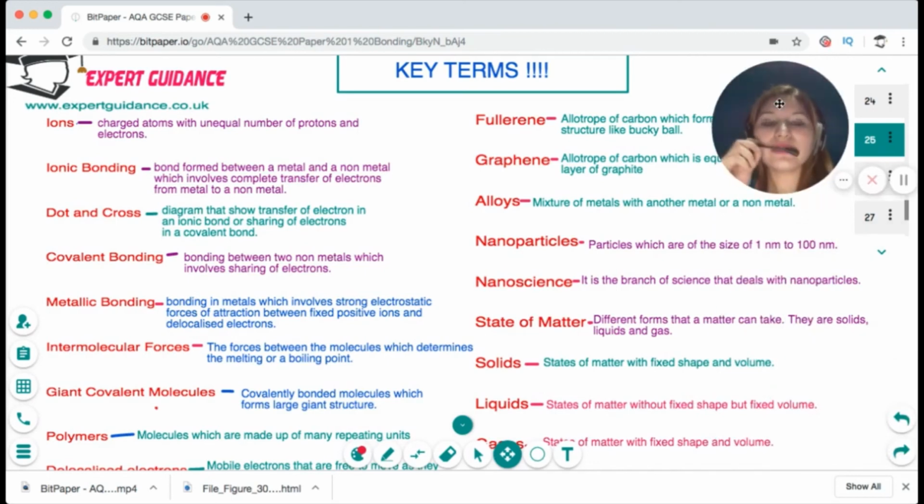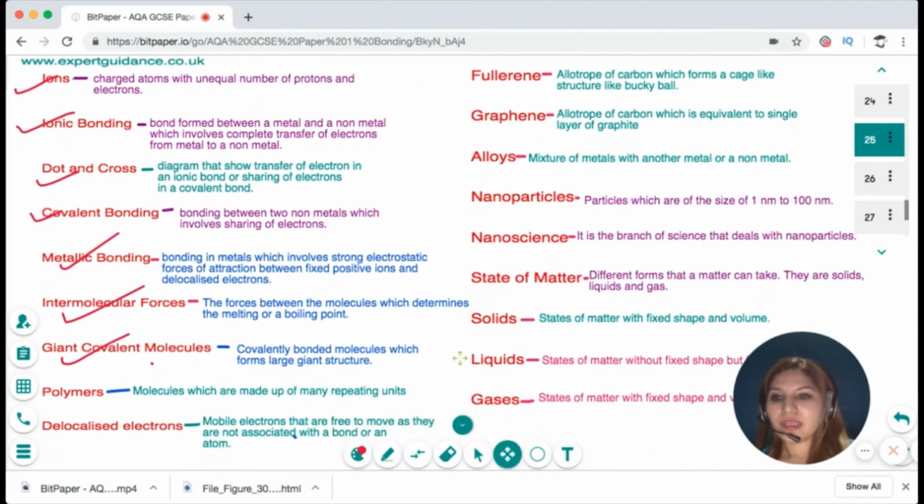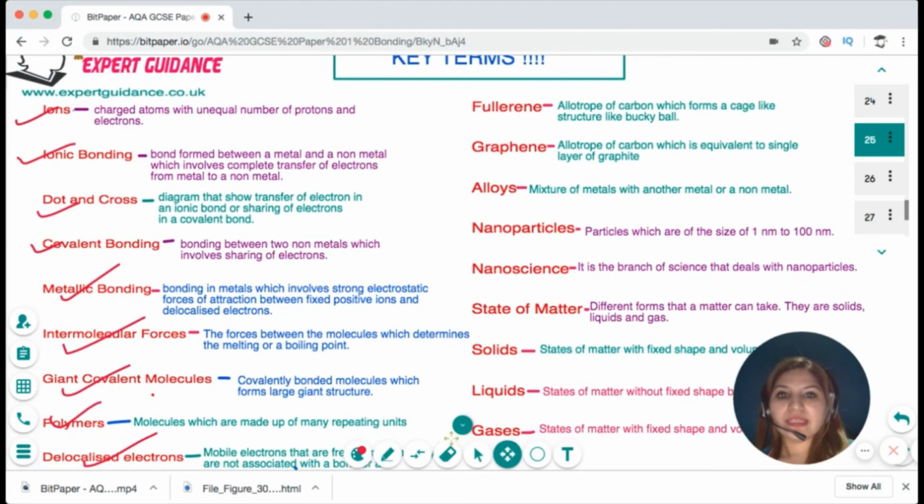Okay, so now let us revise what are all the key terms that we did in this topic. So we talked about ions, ionic bonding, dot and cross, covalent bonding, metallic bonding, intermolecular forces, giant covalent molecules, polymers, delocalized electrons, fullerenes, graphene, alloys, nanoparticles, nanoscience, states of matter: solids, liquids, and gases.